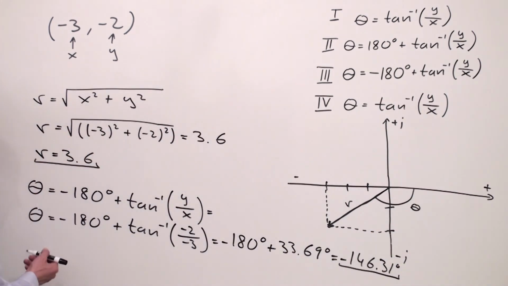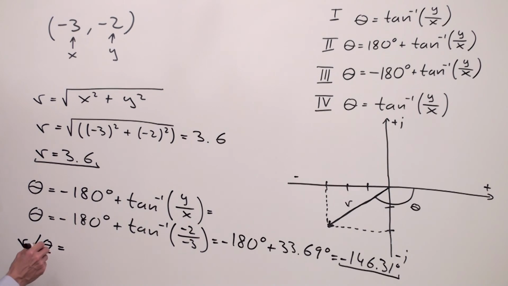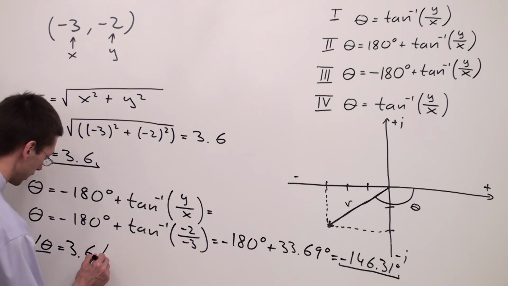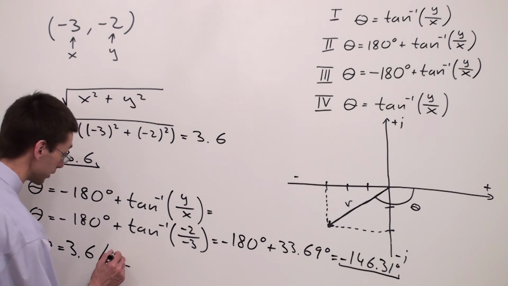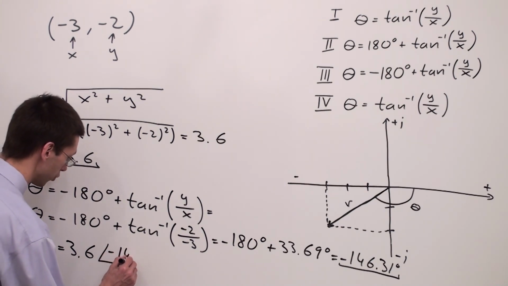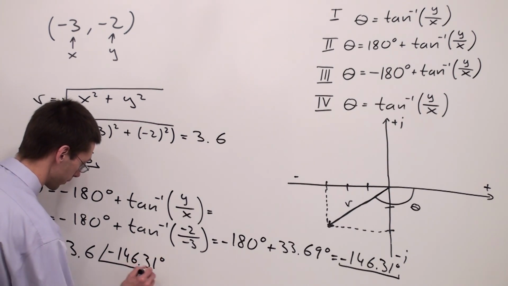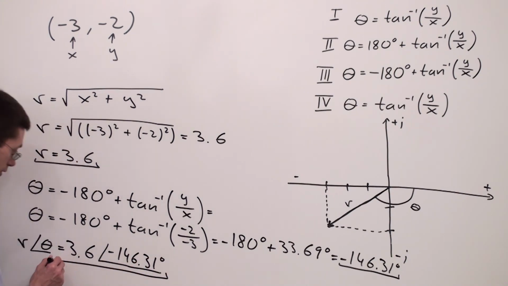So I can write that my polar form r theta is equal to the magnitude, which is 3.6, and angle of -146.31 degrees. This is the solution to my problem.